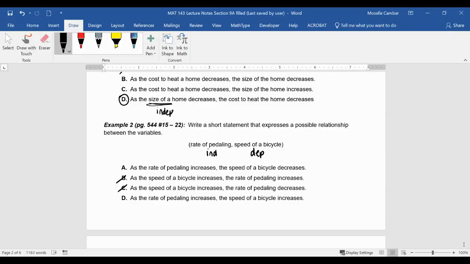So as the rate of pedaling, as you increase your rate of pedaling, the speed decreases. Well, no, that shouldn't be the case, right? So it should be D, as the rate of pedaling increases. So as you pedal faster, the speed also goes up.